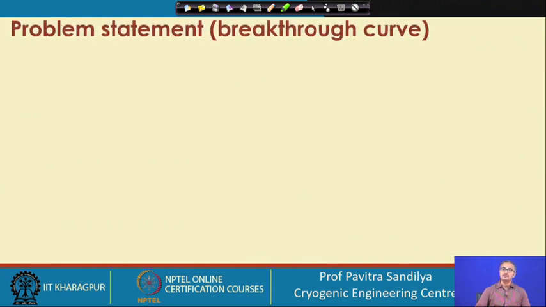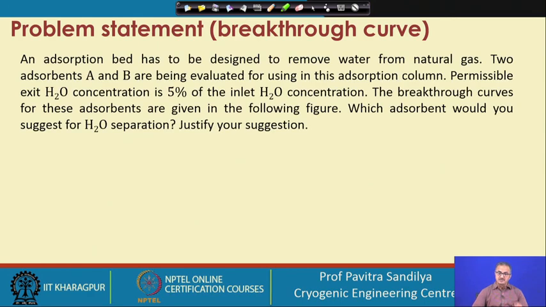Next, we come to breakthrough. Now, we learnt about breakthrough. That breakthrough indicates when a particular adsorption bed has to be taken for regeneration. Now, the problem here is that we have an adsorption bed to be designed to remove water from natural gas, and we have two adsorbents A and B to be evaluated, to decide which one we should take. So, to evaluate the efficacy of any adsorbent to separate a given species, what we do is, we take the breakthrough other than the isotherm also.